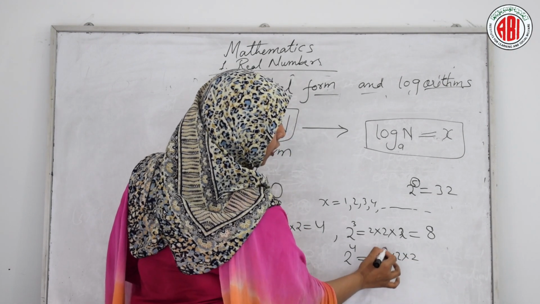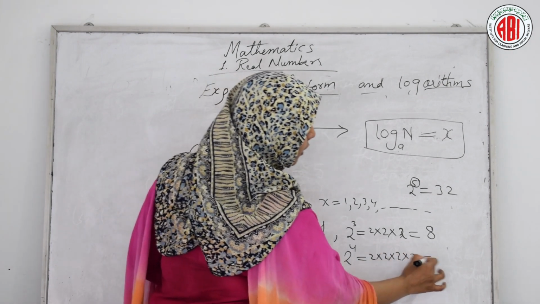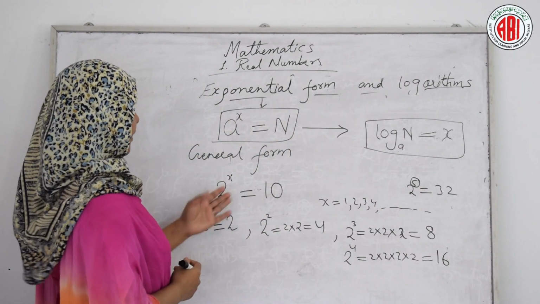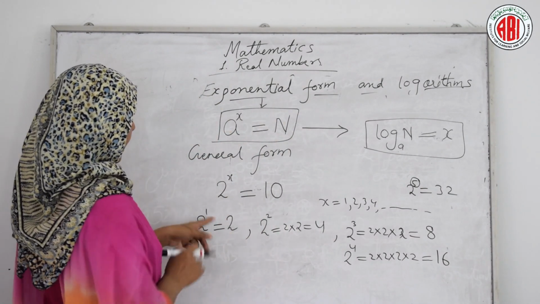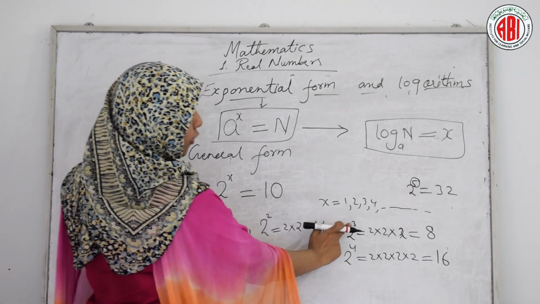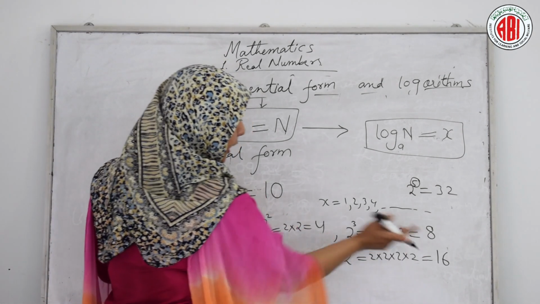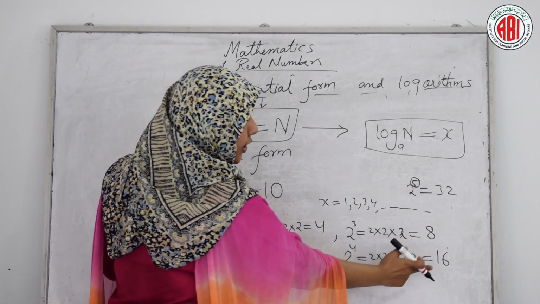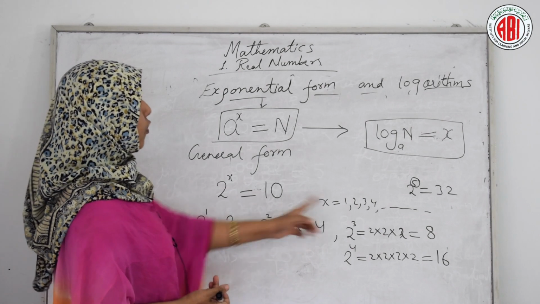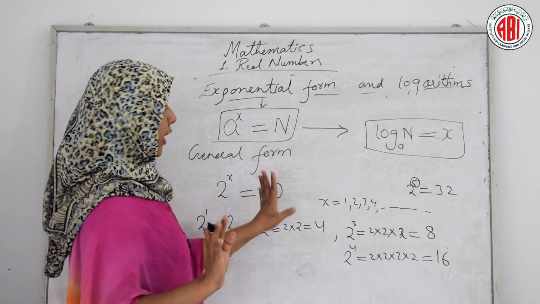2 to the 4, 4 to the 8 and 8 to the 16. I am getting 16. See, I used 1, I got 2 as the answer. If I use square, I got 4. If I used cube, I got 8. If I used 4, I got 16. Here I am not getting 10. After using 1, 2, 3, 4, I am not getting the value of 10.